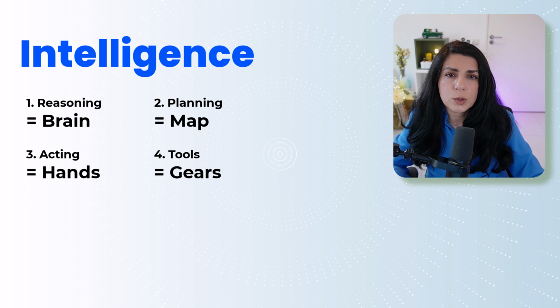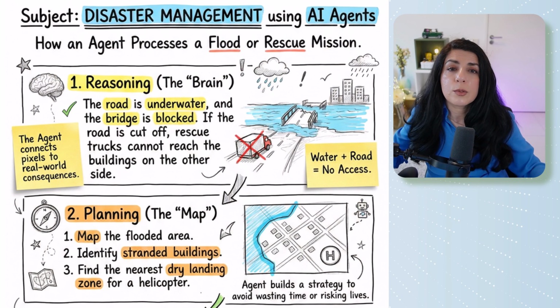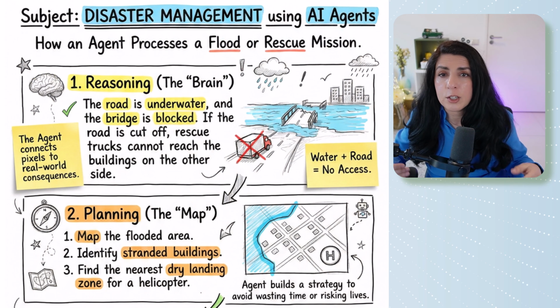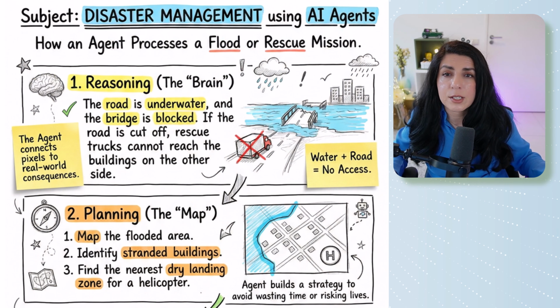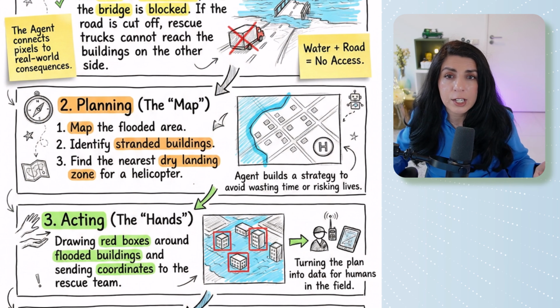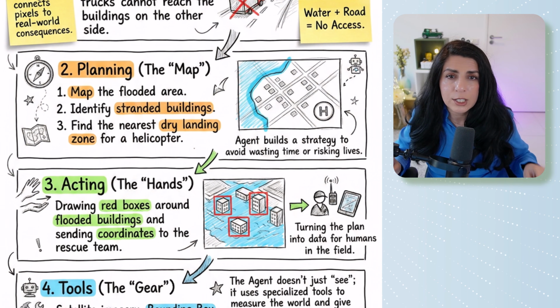So imagine that we want to do disaster management, saving lives. Let's break down how an agent processes a flood or a search mission. So reasoning: the road is underwater and the bridge is blocked. If the road is cut off, rescue trucks cannot reach the buildings on the other side. So the agent can understand that water plus road means no access. Planning, the map. Map the flooded area, identify stranded buildings, find the nearest dry landing zone for a helicopter. Before sending help, the agent builds a strategy to avoid wasting time or risking lives.